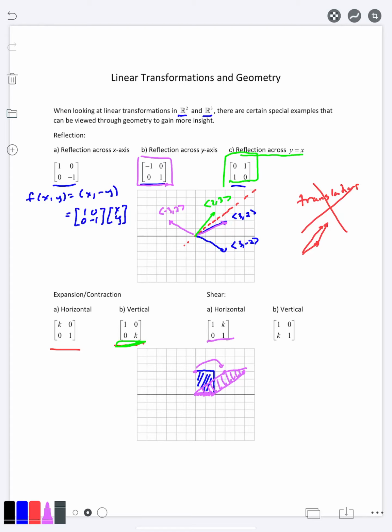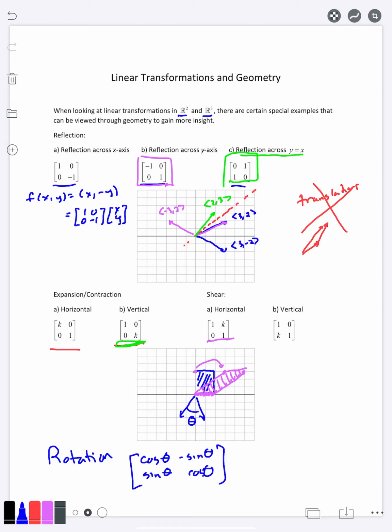There's one other big one that did not make it on here, but we saw it in a previous video, and that is the idea of rotation, which was the matrix [cosine theta, negative sine theta; sine theta, cosine theta]. So you take your vector and then you rotate it by an angle of theta. And these all together, plus combinations of them, make up the things that you're allowed to do for linear transformations in R2 and R3.